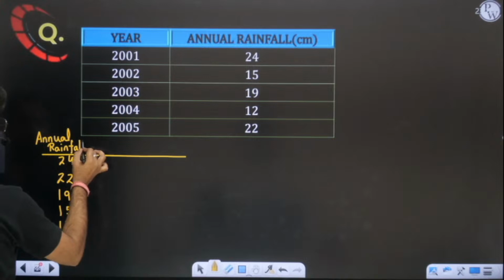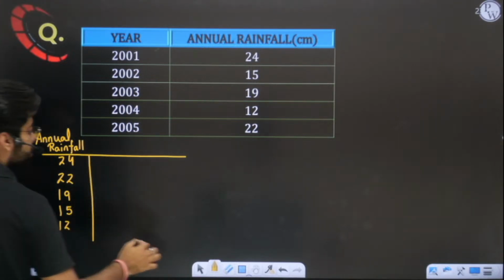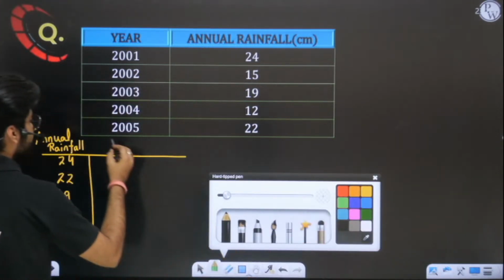Here we have annual rainfall. I hope this is clear to you. Now, we have to write the m value. Okay, m means rank.